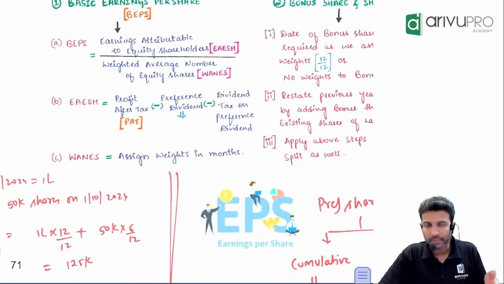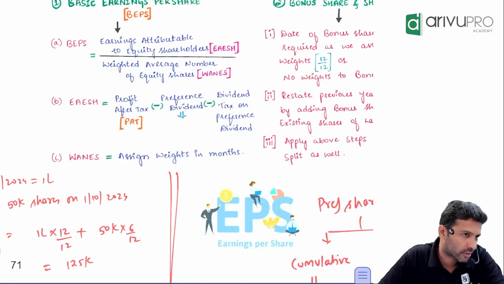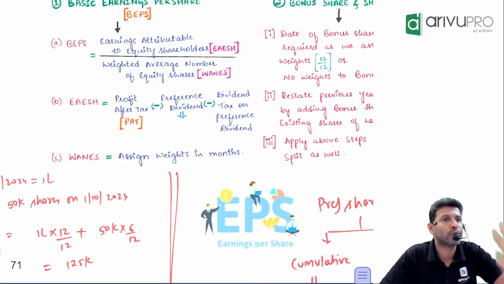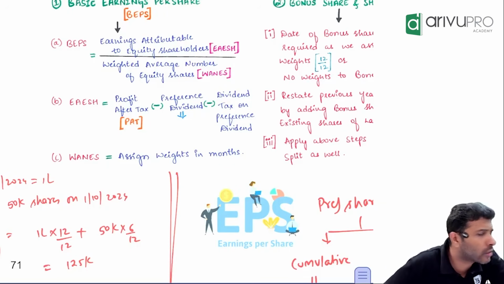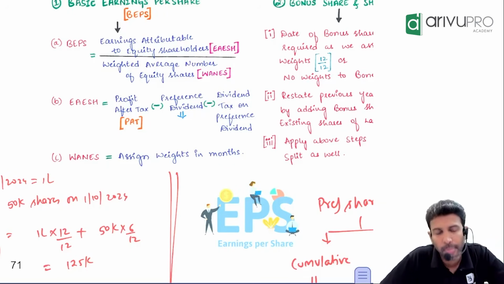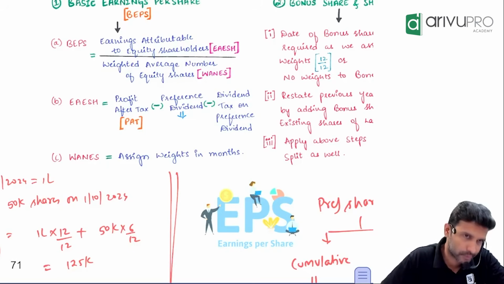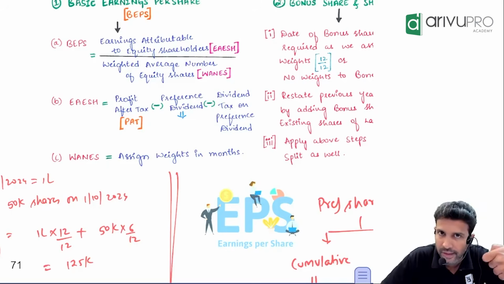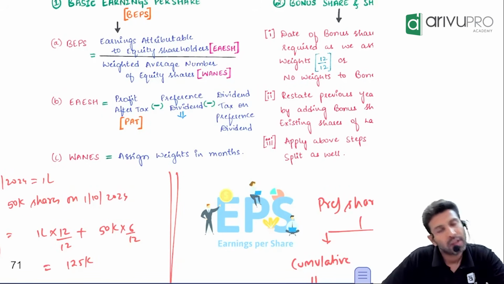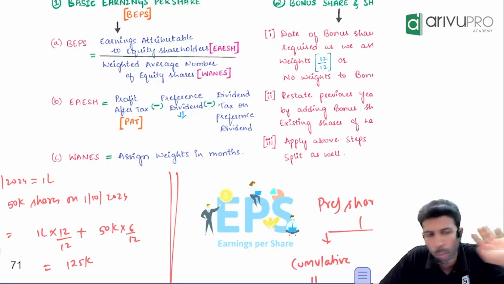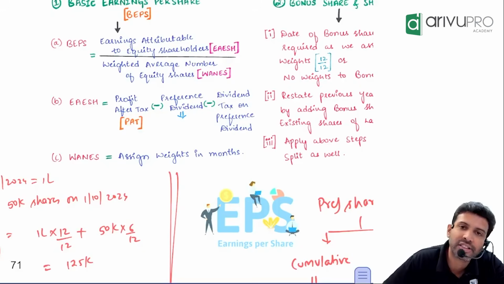Because a company issues shares. Let's take a simple example. There are two companies, and both want to issue new equity shares. Company number 1 issued the new equity shares on the first day of the year, 1st April. The second company issued new equity shares on the last day. Both are worth 10 crore rupees.